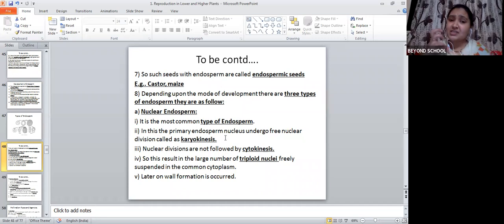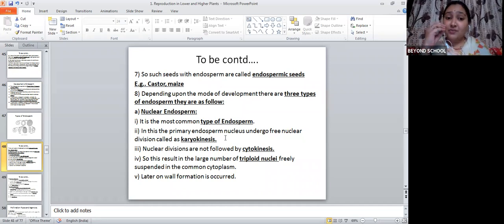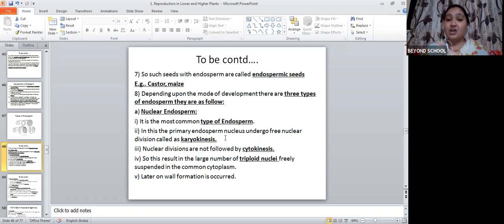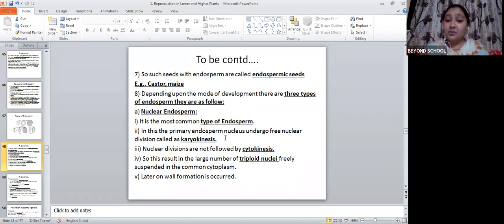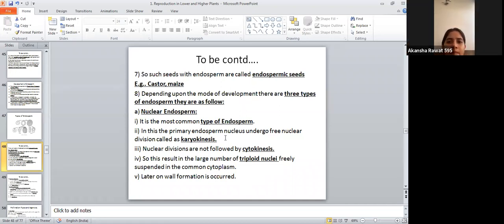Okay. So these are certain things, right? Now we are talking about nuclear endosperm. With this nuclear endosperm, always remember the karyokinesis is supposed to happen, right? Why? The reason behind that is the nuclear endosperm. We are studying about nuclear. So the karyokinesis is going to happen. There will be no cytokinesis activity conducted. Understood, Akansha? That's why it has been said nuclear division is not followed by cytokinesis.